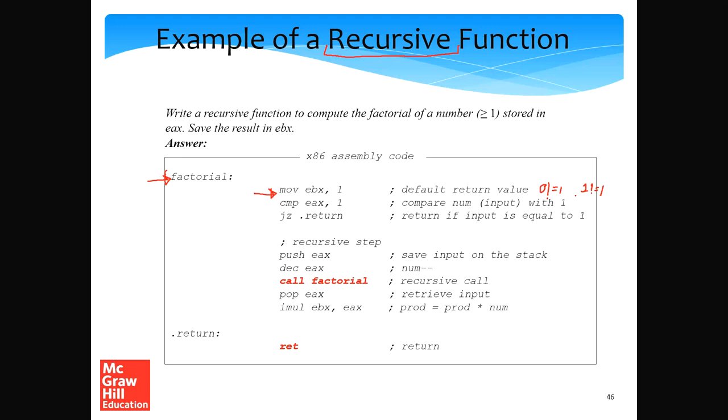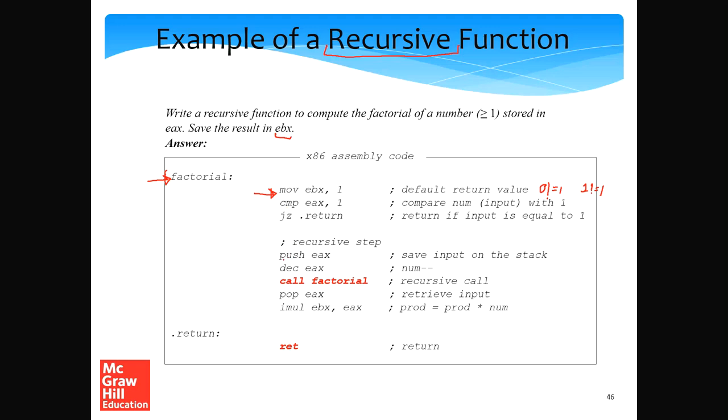If so, JZ, it can be JZ here or JE, it doesn't matter at all. So if there is equality, we return. We return if the input is equal to 1, which means that the answer is 1. So we can just return and the answer will be there in EBX. Otherwise, we go to the recursive step.